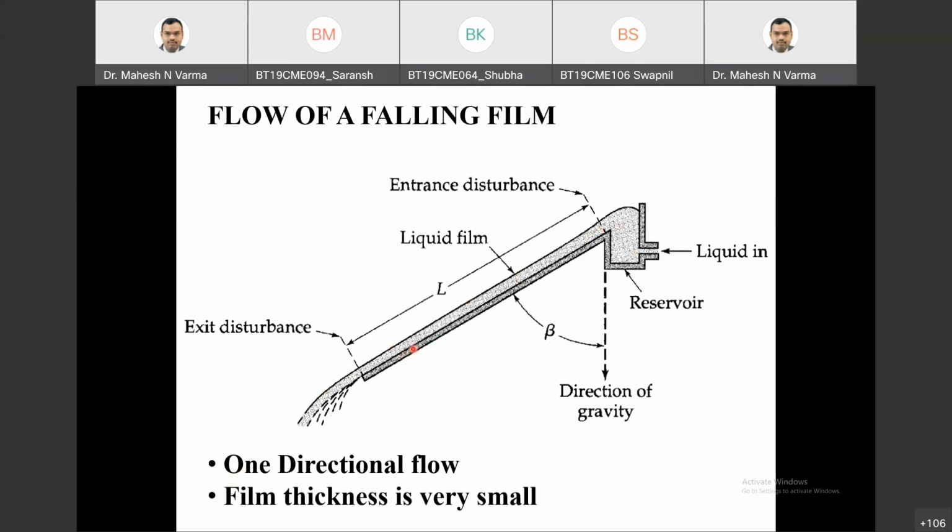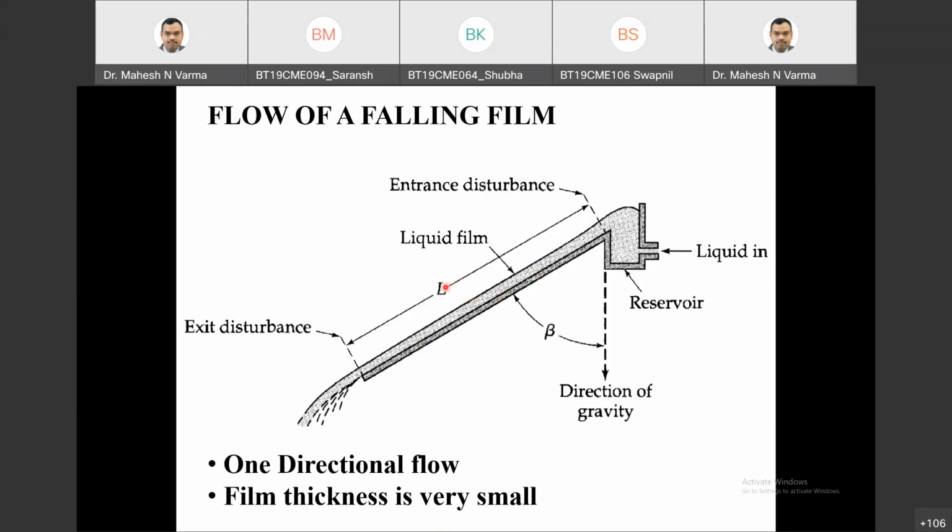W, and L is the length. This is the length of the plate, and W is perpendicular to the screen. There is only flow parallel to this length, and delta is very small as compared to length and W. So the film thickness is very small.